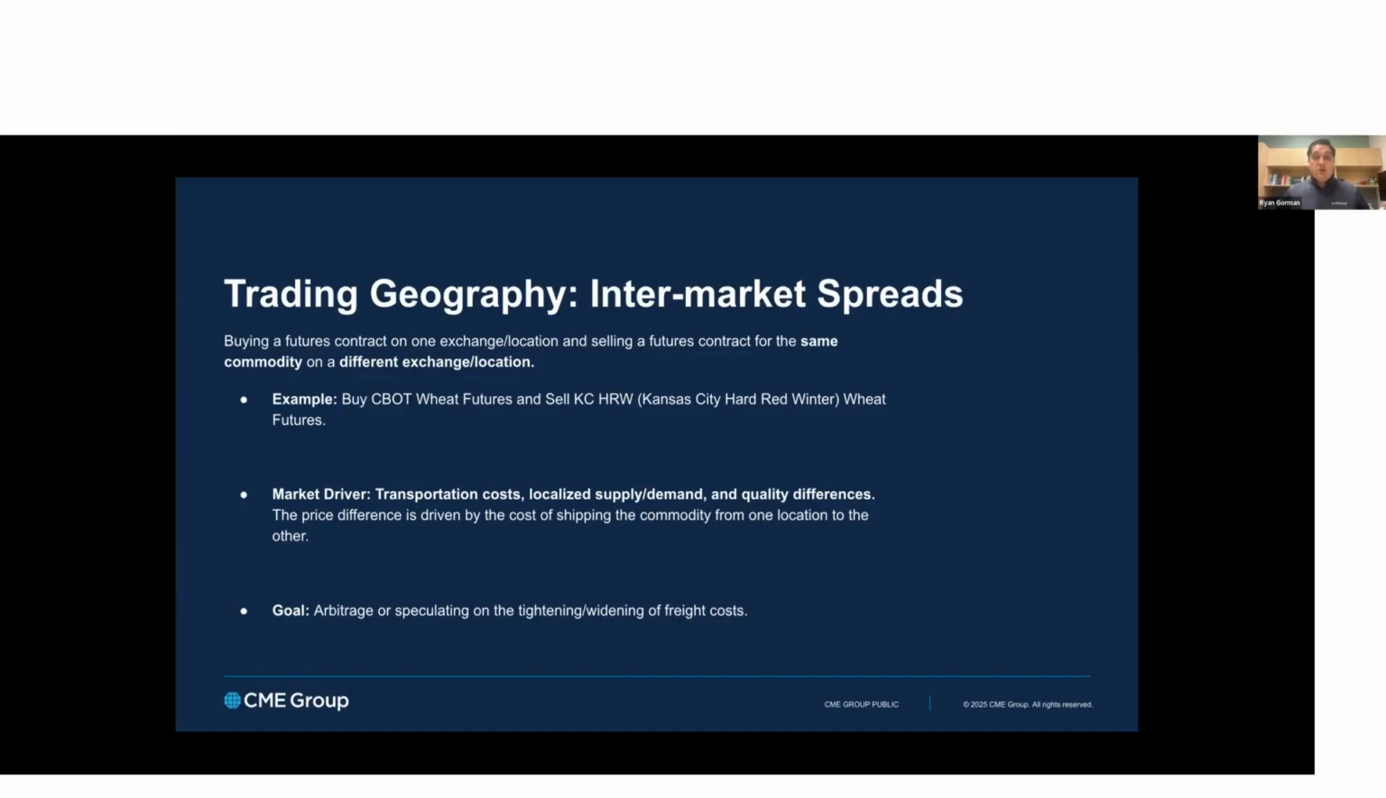So the price difference is driven by the cost of shipping the commodity from one location to the other. So you can see that there can be a lot of these differences that can be very, very substantial and can change the specific markets.